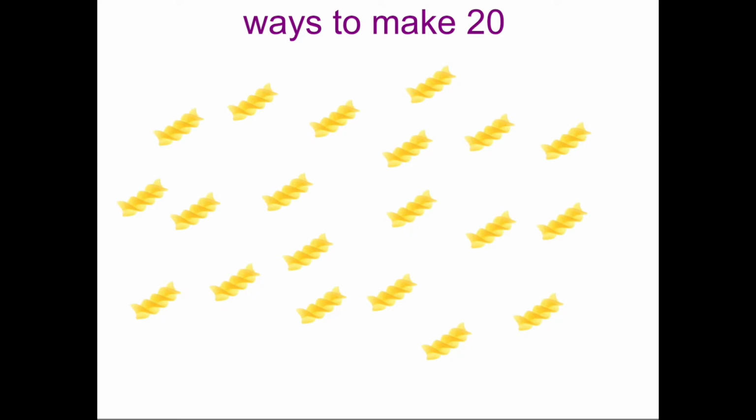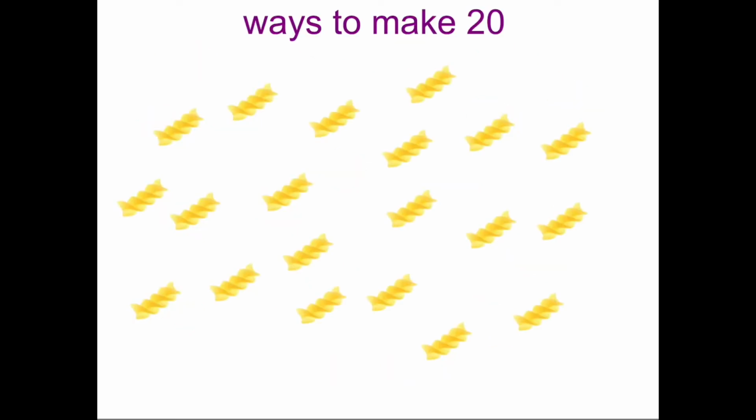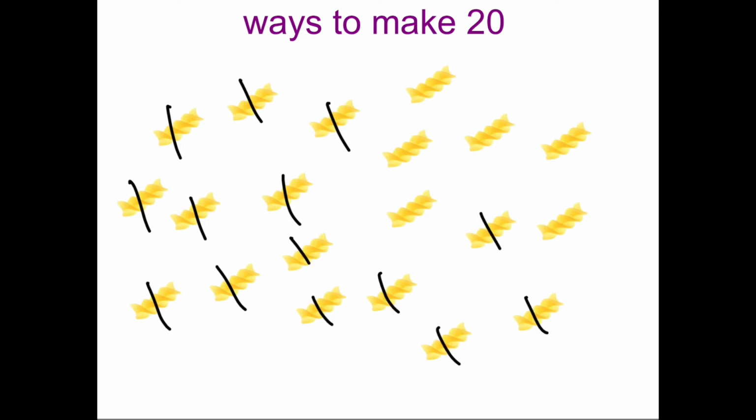And I hope there are 20 there. You might have to count them just to make sure, because I'm not sure I counted them that carefully. Another idea we had is that maybe 20 blocks of Lego. You probably haven't got 20 that look the same, but 20 things will be really helpful when you're going to find out about the different ways to make 20. So if we go back to the pieces of pasta, and I'm just going to check that there are 20. 1, 2, 3, 4, 5, 6, 7, 8, 9, 10, 11, 12, 13, 14, 15, 16, 17, 18, 19, 20. Thank goodness I was counting properly.